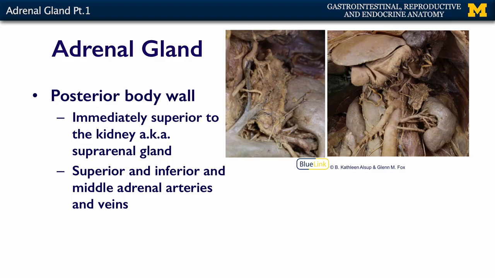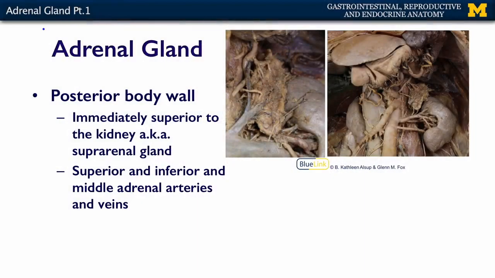So if you think about where your kidneys are, which is right underneath those last two floating ribs, your adrenal gland is very close to that. It's immediately superior to the kidney. So here's our kidney here, and here's our suprarenal or adrenal gland here. In this image you can see we've taken away almost all of the other fascia, and here's our kidney, and here's our suprarenal. They're pretty big.